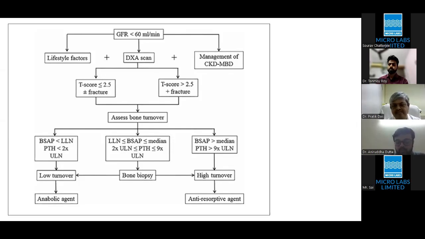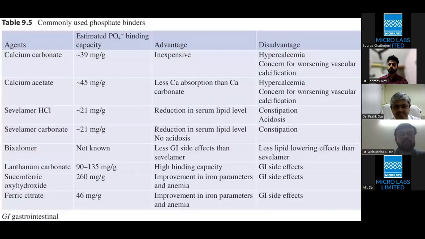ideally a bone biopsy is supposed to be done. But again, if that is rare, most of the time we go clinically and use the laboratory parameters to identify and then treat. And again, this is a summary comprising mainly the phosphate binders. They can be calcium-containing, non-calcium phosphate binders, and also the newer generation iron-containing phosphate binders.